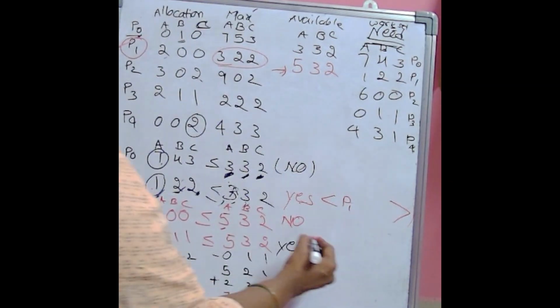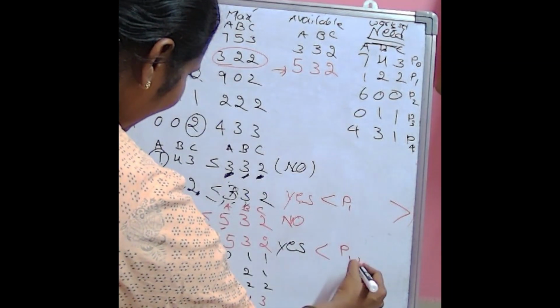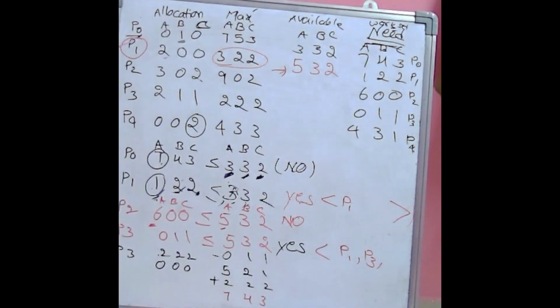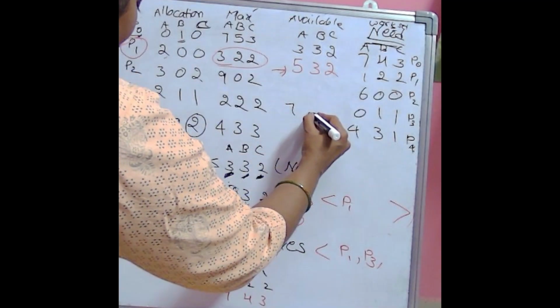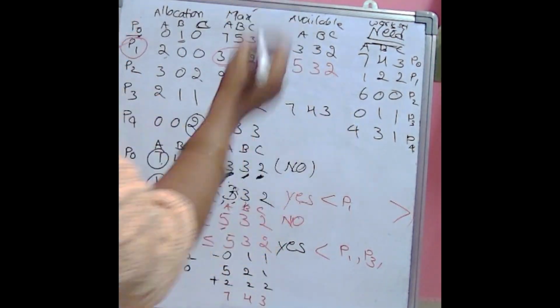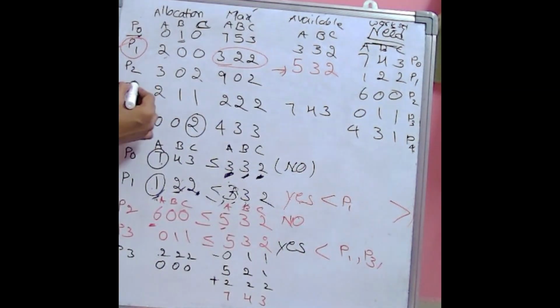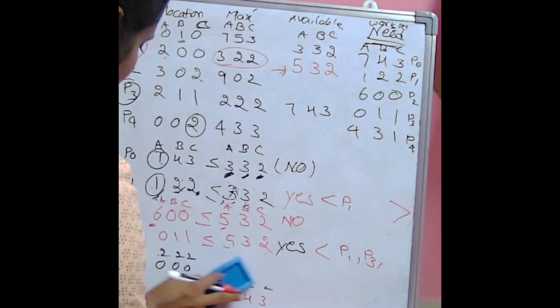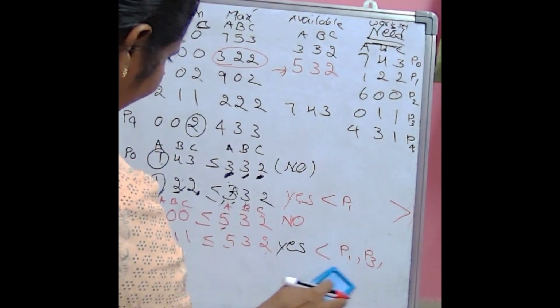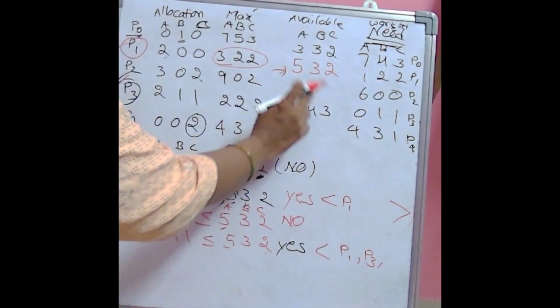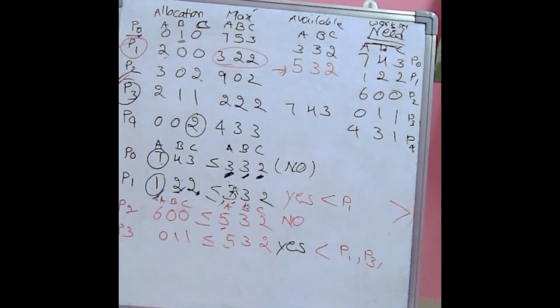After the completion of P1 and P3, what is the next available here? It is 7, 4, 3. This one also completed its execution. We need to check this individually and write this one. Yes, P1 and P3 completed. This is the available position after P3. Next we need to check with P4.